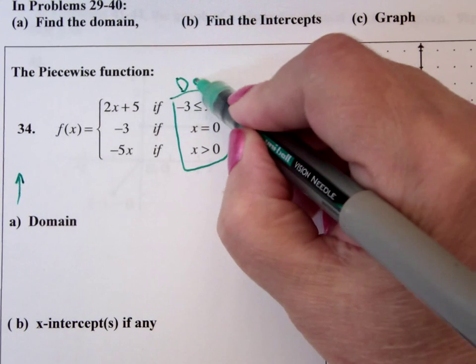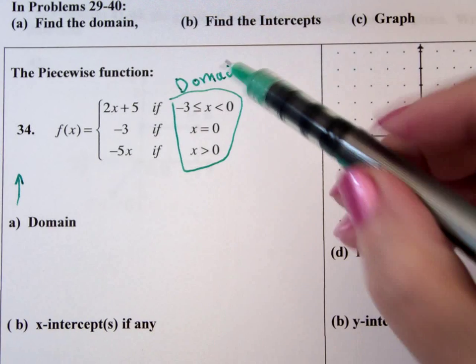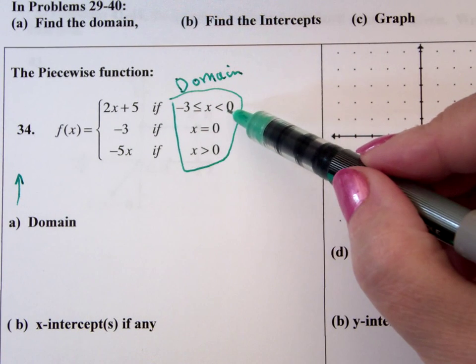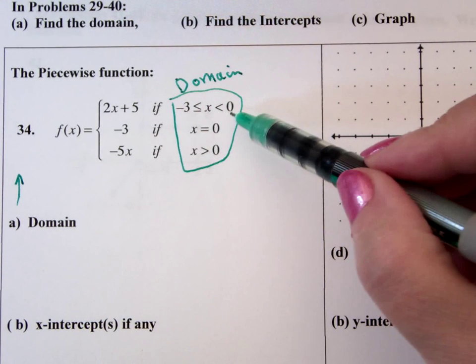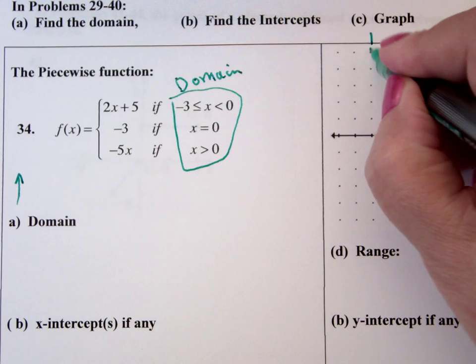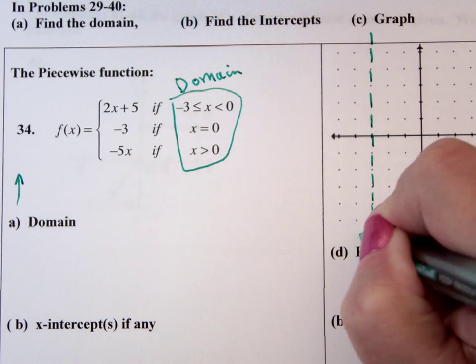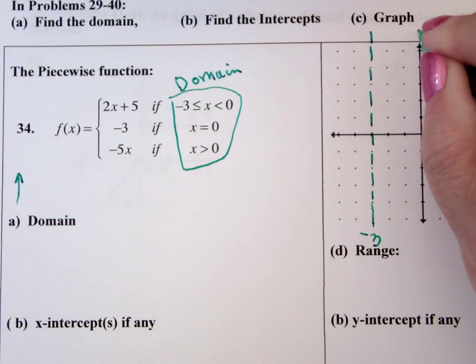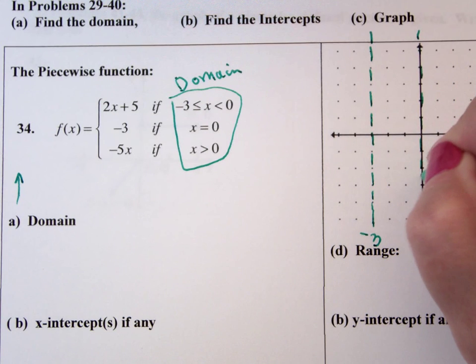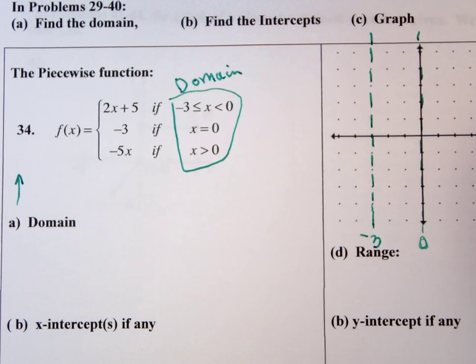This is the domain. So I'm going to go from -3, including, and it doesn't really matter when I put my walls up, to 0. So x equals -3. x equals 0. And x greater than 0.